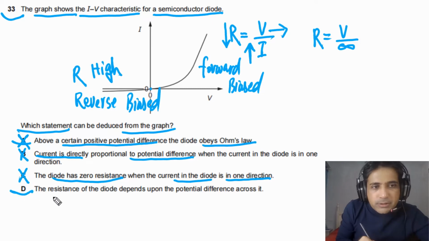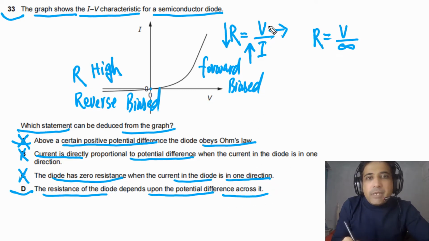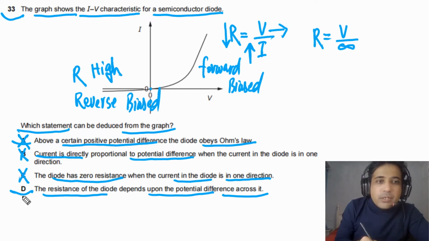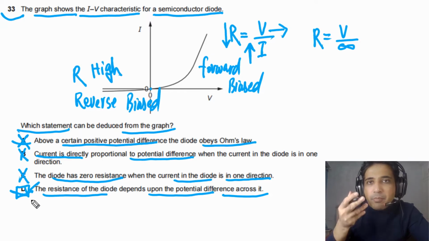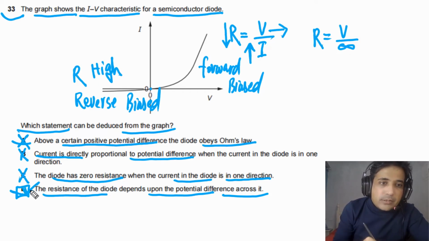For option D, it is given to us the resistance of the diode depends upon the potential difference across it. And this one is true. As potential difference is increasing, resistance of the diode is decreasing. So it simply means that the resistance of the diode is depending on the potential difference across the diode. So our answer for this question is D. A very important point about a diode: you need to understand the resistance of a diode depends upon the potential difference across the diode. So our answer for this one is D.